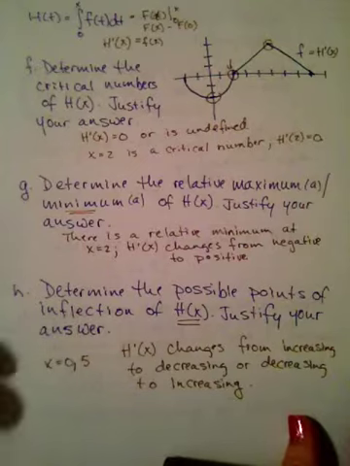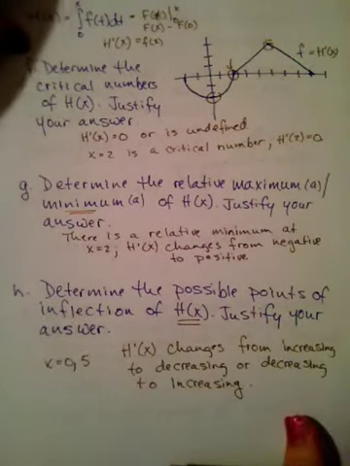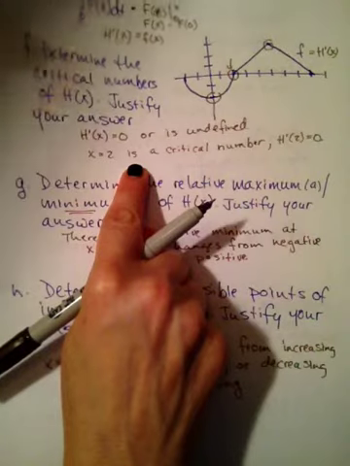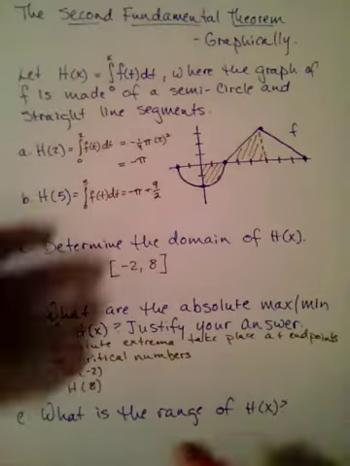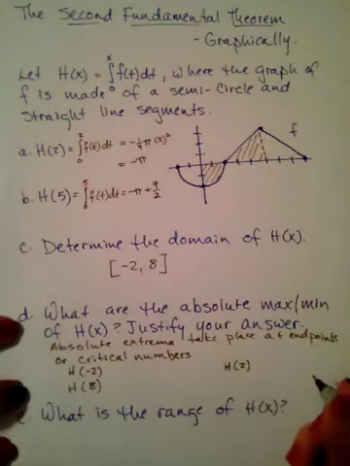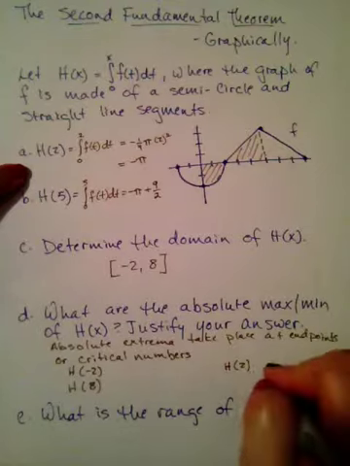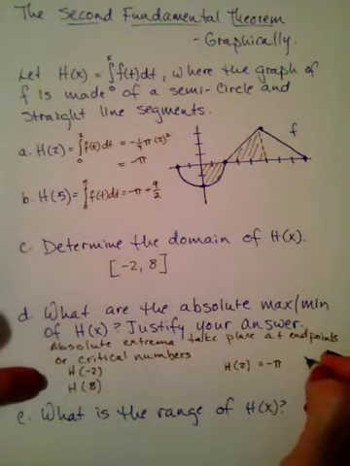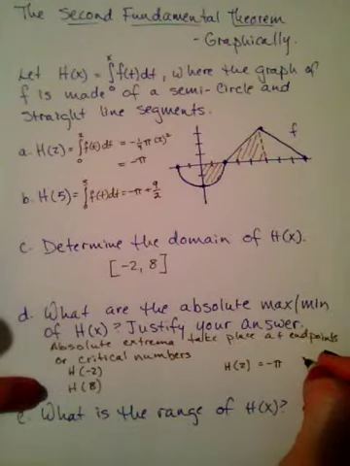Okay, so back to the problem we had just a second ago. We found our critical number, so x equals 2 is a critical number. So we know that we need to check also h of 2. Well, we already know what h of 2 is equal to. It's negative pi. We still need to find h of negative 2 and h of 8.